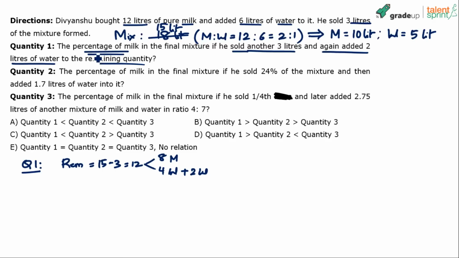The percentage of milk. Quantity 1 is nothing but the percentage of milk. Can you tell me what is the percentage of milk in this one? How much is milk? 8. Out of total, 8 plus 6, 14. Remember, total quantity is 8 plus 4 plus 2. Total milk is 8, total water is 4 plus 2. So percentage is the quantity of milk divided by total quantity into 100. So 8 by 14 into 100. 8 by 14 is nothing but 4 by 7.